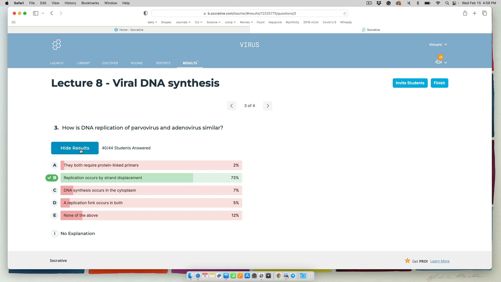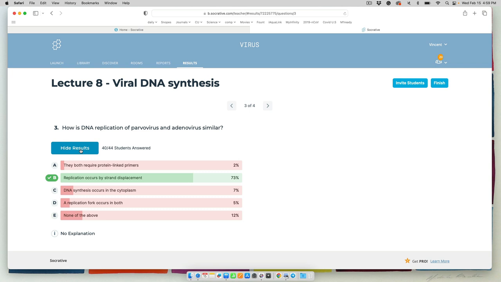They don't both do protein primers. The parvos use a DNA primer built into the genome. It doesn't occur in the cytoplasm. Only the pox and the mimi viruses, the really big ones, occur there. Replication fork in both? They're both strand displacement. So that's why B is right.